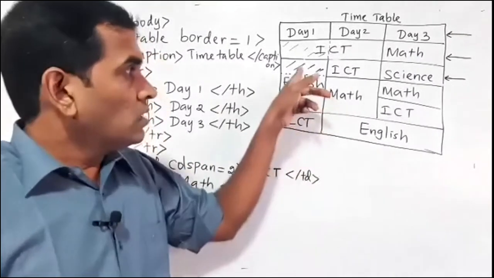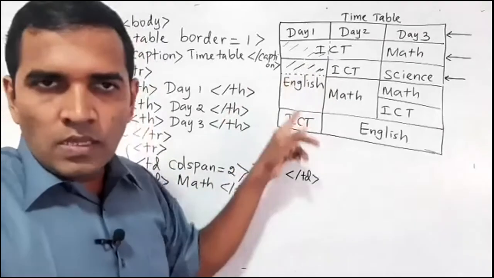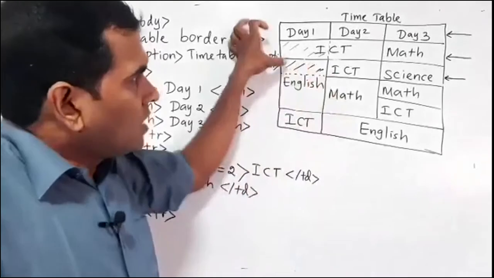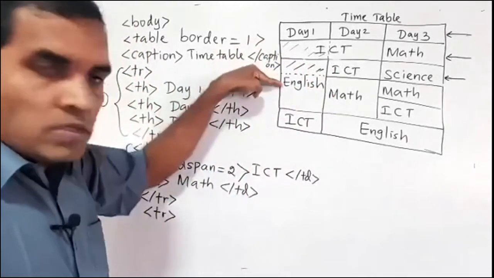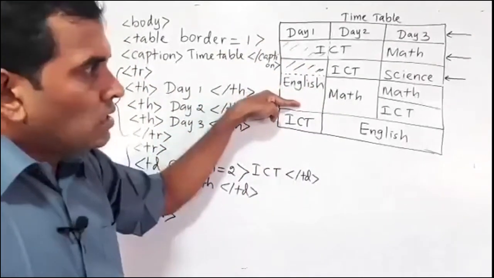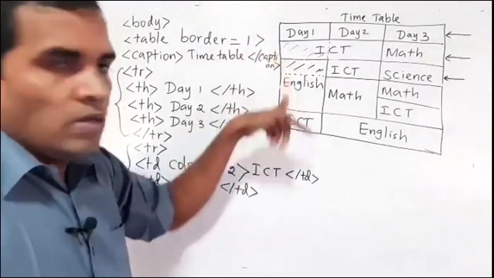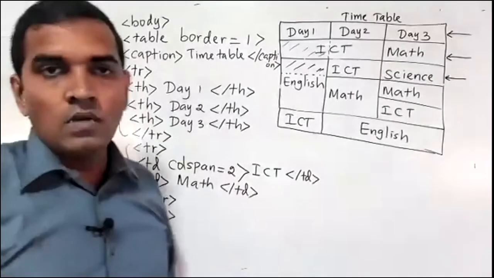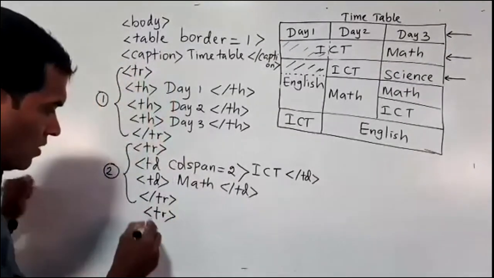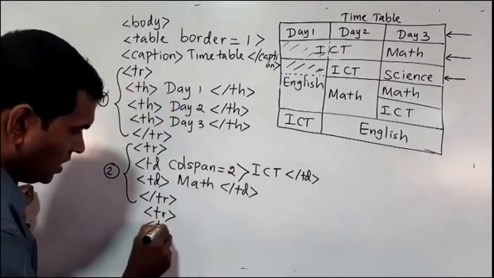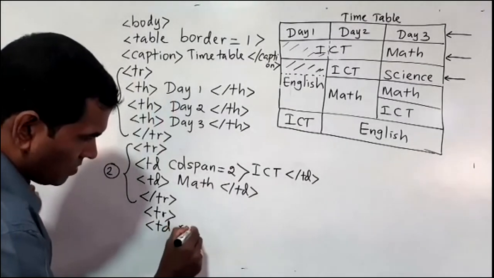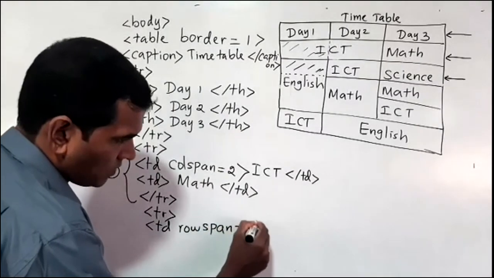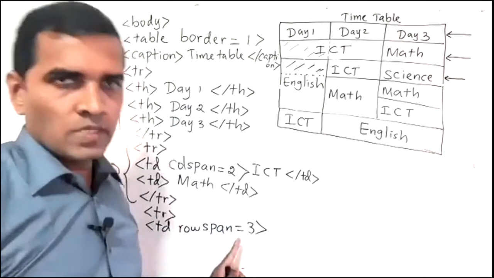So, these 3 cells are in 3 different rows. This cell is in the third row. Maybe the next one is in the fourth row. Maybe the next one is in the fifth row. Right? Since they belong to different rows, you have to use a row span, right? So TR, then in the next line, it is TD, row span. Okay, row span equal 3, because 3 cells are merged.